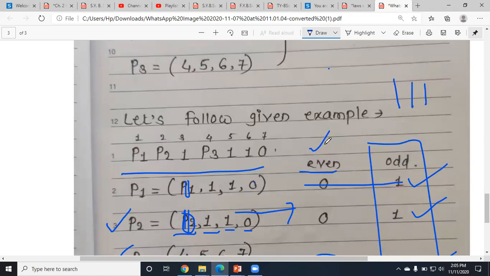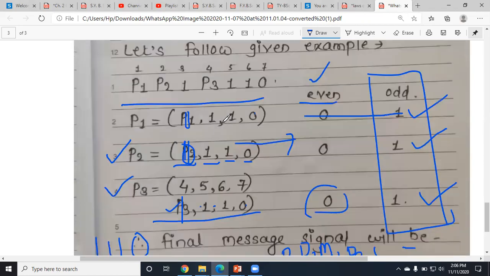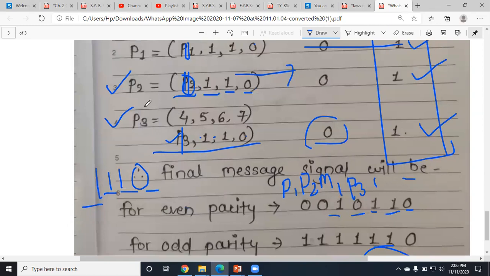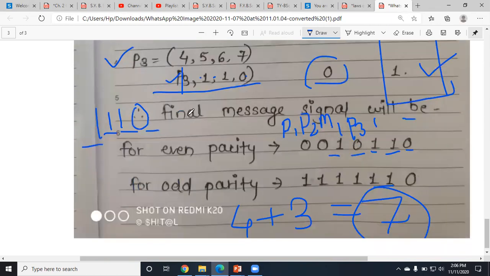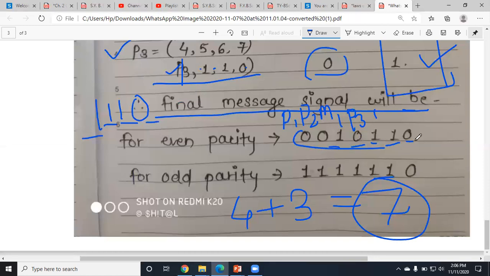If it is asked for even parity, just count the number of ones and make sure the total count of 1 is even. If it is asked for odd parity, make sure the total count of ones is odd. After that, you will get the values of P1, P2, and P3. And at the very last, you write the final message signal of 7 bits, for even or odd parity as asked. Everyone is clear with this Hamming code? Tomorrow we'll solve one more example so that it will be more clear to you.